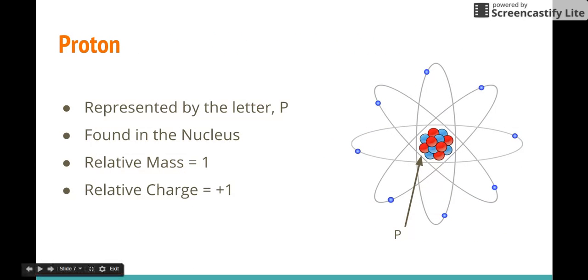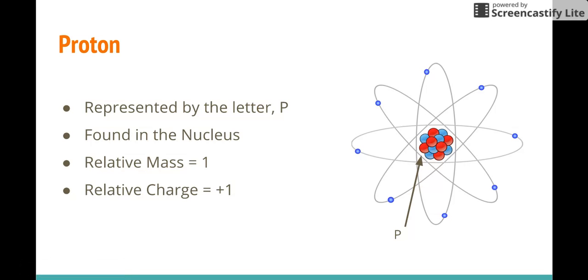So the proton, those little red ones, are usually represented by the letter P. They're also found in the nucleus, and they have a charge of +1 and a relative mass of 1.